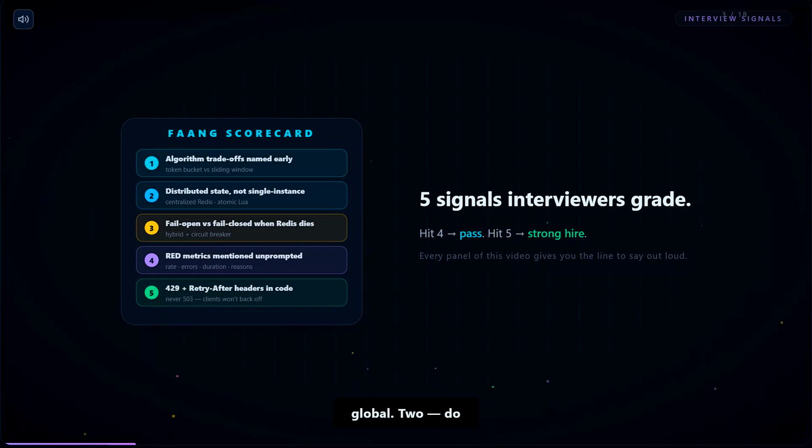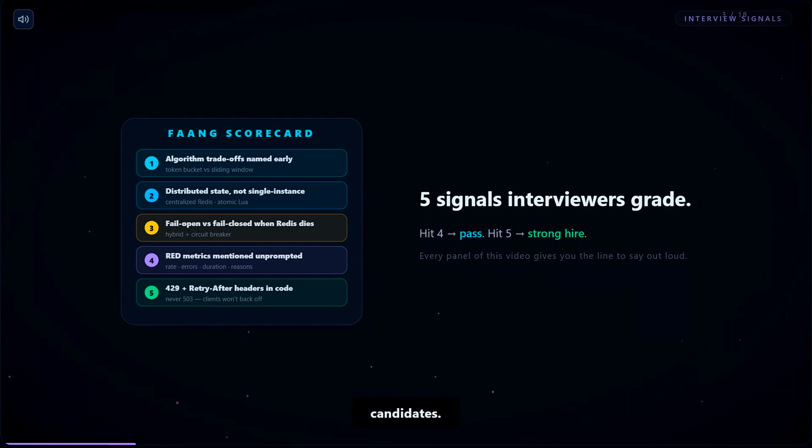2. Do you pick the right algorithm? Fixed window is wrong for almost everyone. 3. Do you make the limiter distributed? A single in-memory counter on one box does not survive load balancing. 4. Do you handle failure? What if Redis dies? Do you fail open or fail closed? 5. Do you think about observability? How does a customer know they were throttled? How does on-call see who is being noisy? Hit all 5 and you are in the top 5% of candidates.